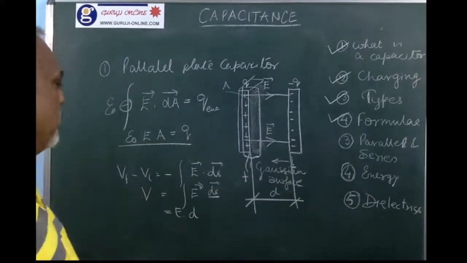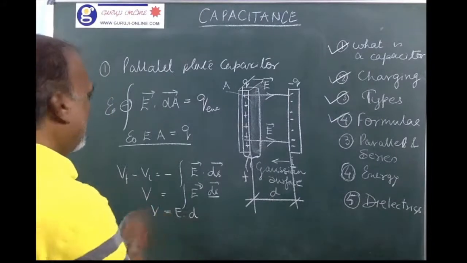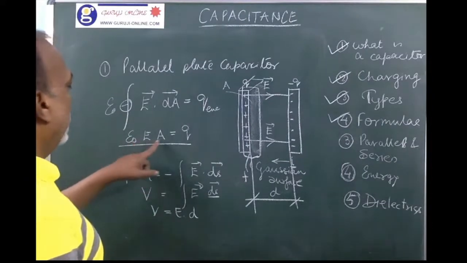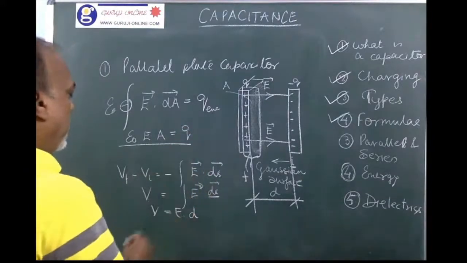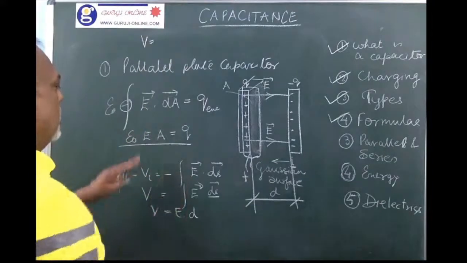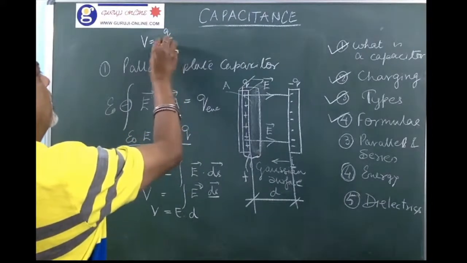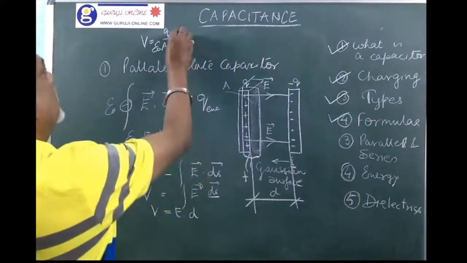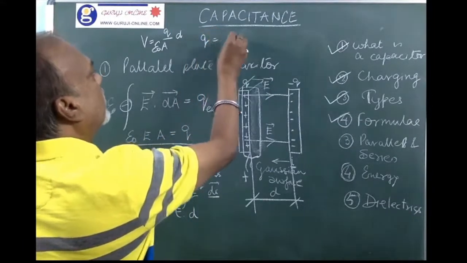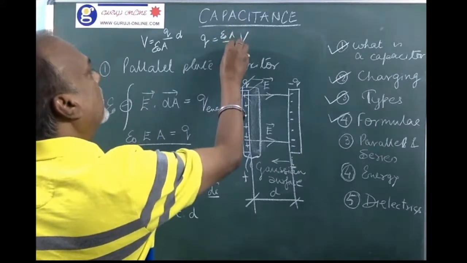So here V is equal to ED and E is equal to Q upon epsilon 0 A. So here we can write V is equal to Q upon A epsilon 0 into D, or we can write it as Q is equal to V epsilon 0 A upon D. What is this?